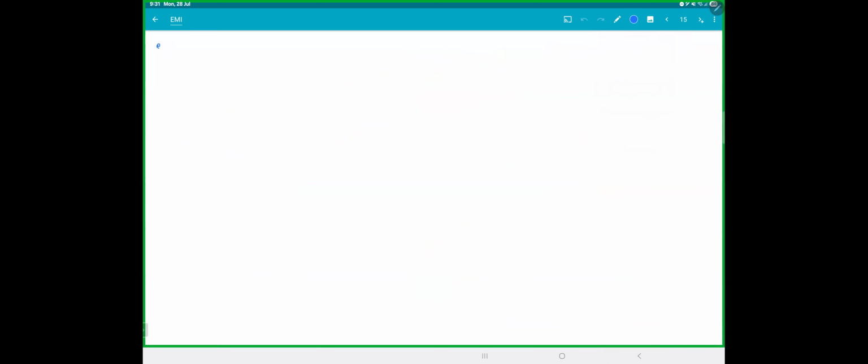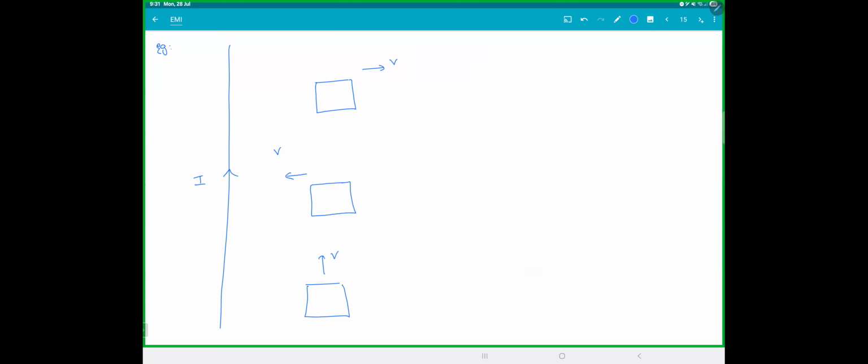I'll give you one more example. Let's say we have an infinite wire carrying current I. Let's say we have 3 loops. This loop is going like this. This loop is coming towards. This loop is going up. Can you tell me the direction of current? Clockwise, anti-clockwise. That's it. Just the direction. What is the direction of the current in the 3 loops?